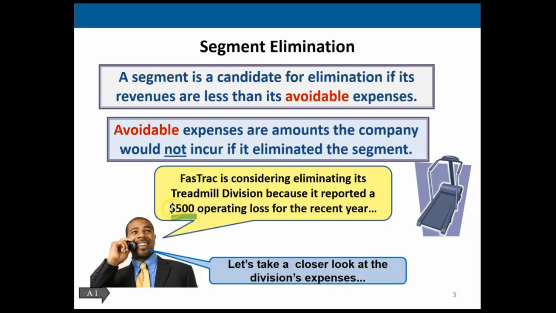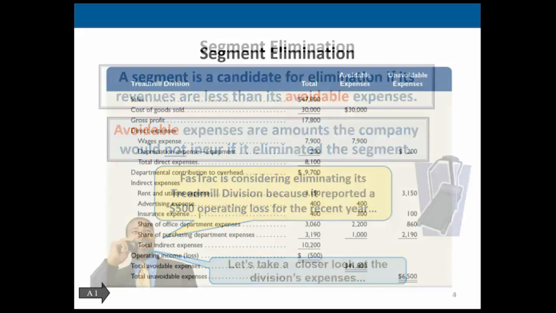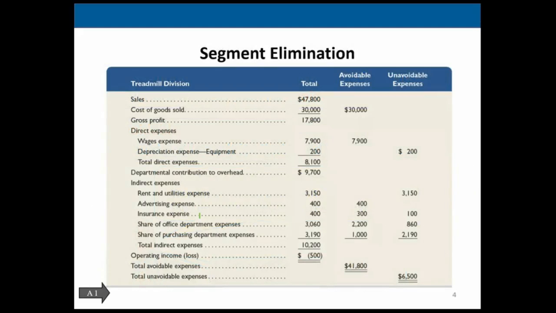So the first indication that a division is in trouble is, of course, that their operating losses are negative. They're not making money. Then we need to consider further. If we take a look at this division, this is the one division that we are considering taking out. They have this 500 operating loss here. Then we can see what that consists of, and we're going to break that into our two columns. Is it an avoidable cost, or is it an unavoidable cost?